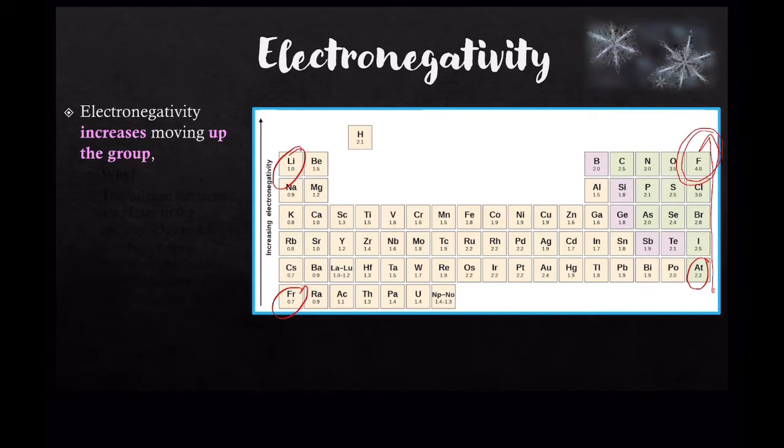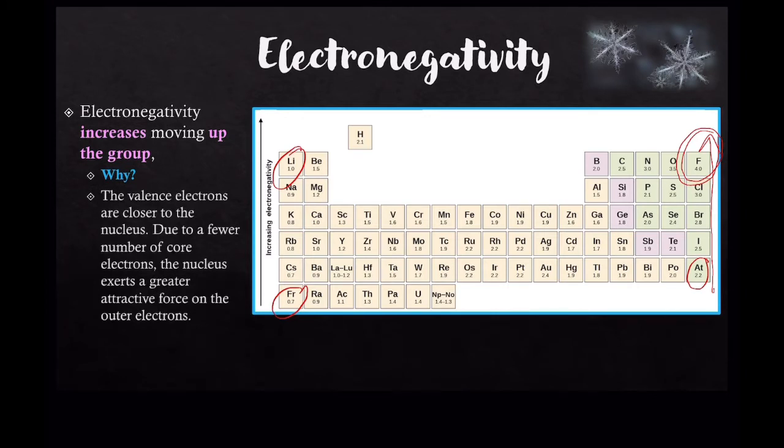So what causes electronegativity to increase moving up the group? Why does it do that? It's because the valence electrons are closer to the nucleus as you move up the periodic table. There are fewer core electrons. There's a lower shielding effect. The size of the atom is smaller. So because the nucleus is closer to those valence electrons, it can exert a greater attractive force on those outer electrons.